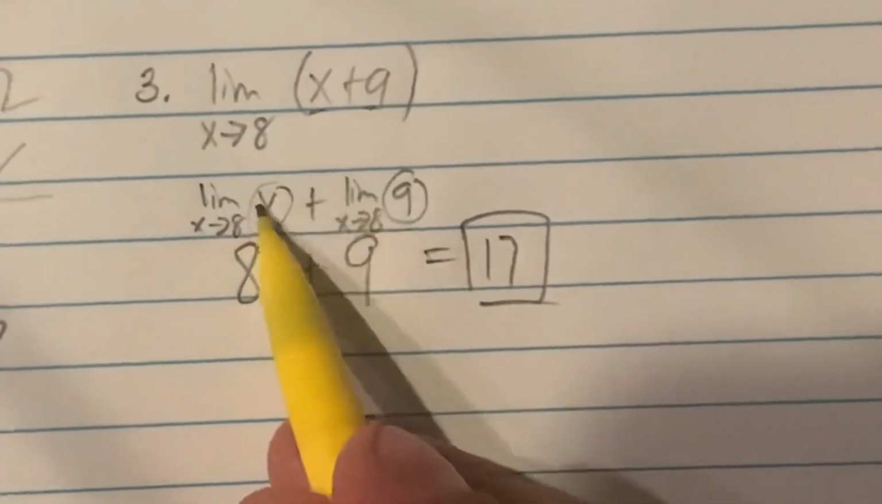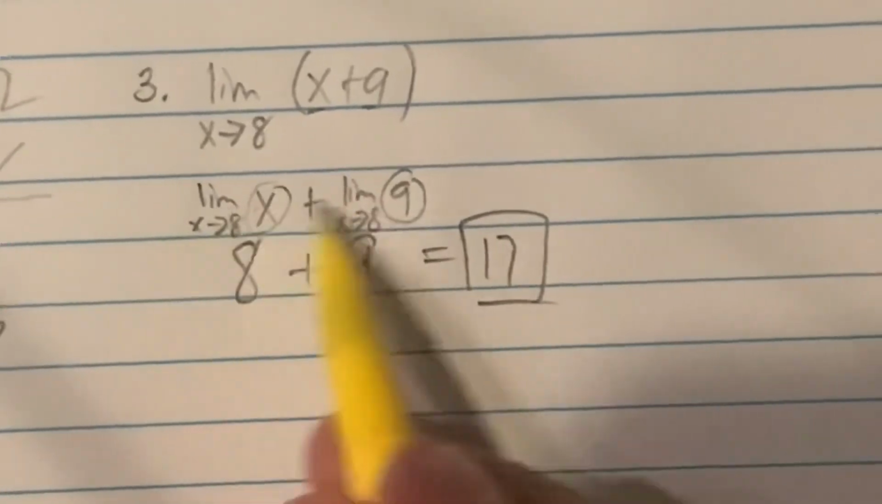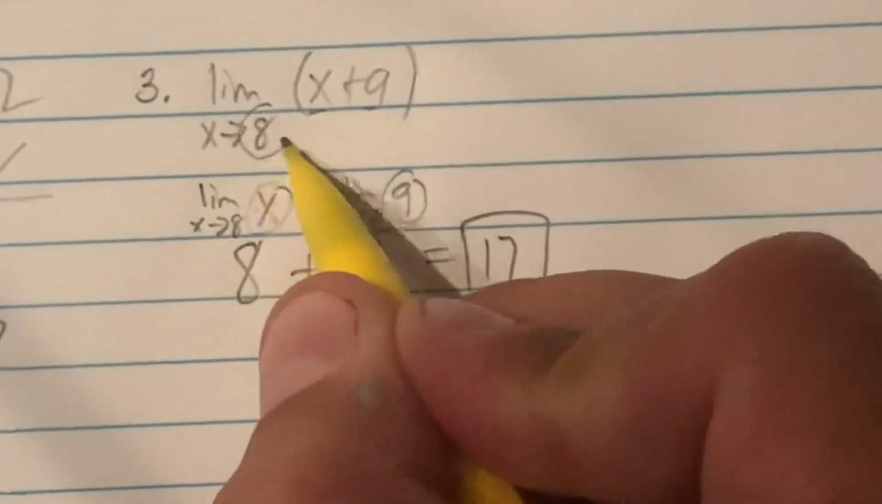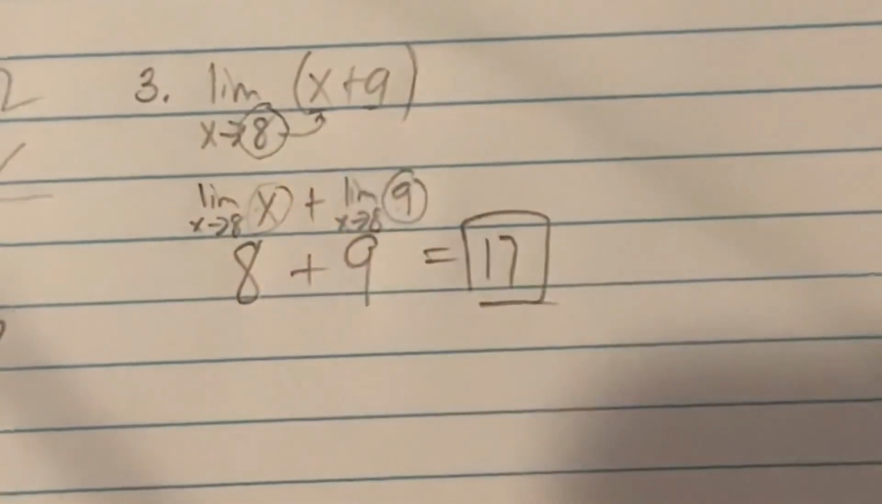Now, do we need to do this? We don't need to separate these. The rule just tells you that you can. All that I need to do is take the 8 and plug it into my function.